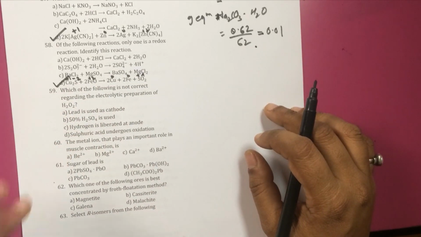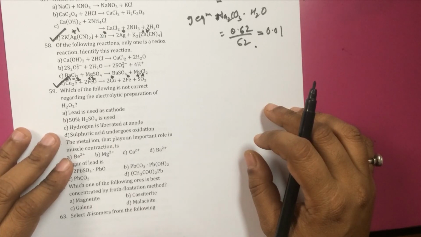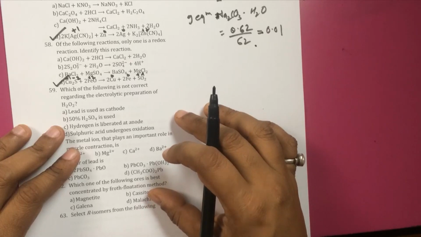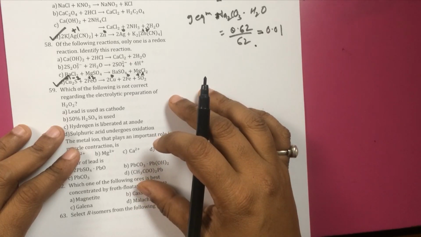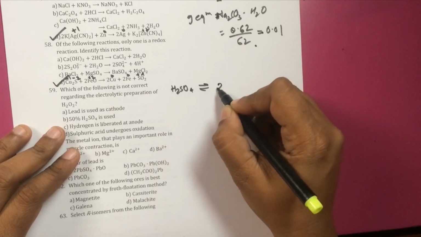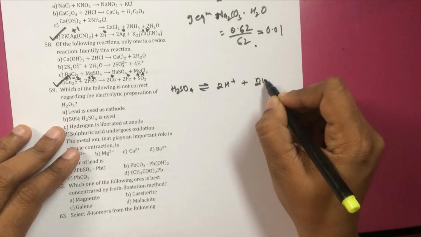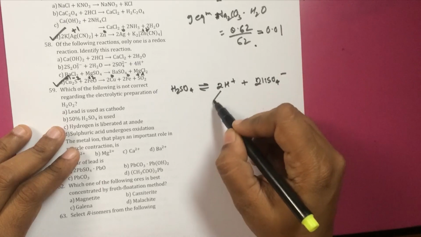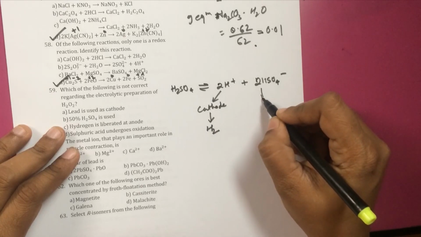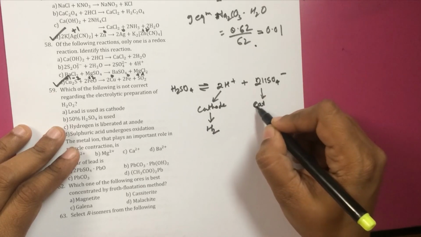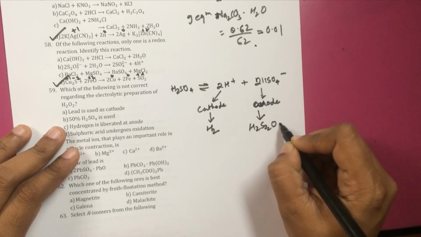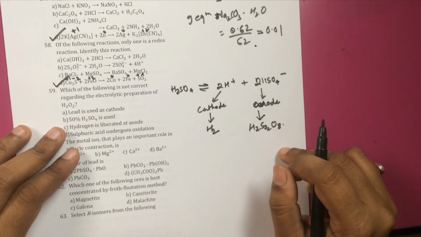Question number 59. Which of the following is not correct regarding the electrolytic preparation of H2O2? Electrolytic preparation of H2O2 involves 50% H2SO4 which is being electrolyzed. First, H2SO4 ionizes to become 2H+ and 2HSO4-, where H+ migrates towards the cathode where it is liberated as H2 gas, while HSO4- migrates towards the anode where we get the formation of H2S2O8, which on dissolution in water gives H2O2.